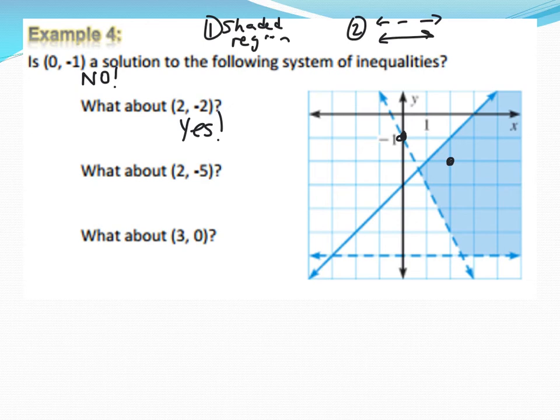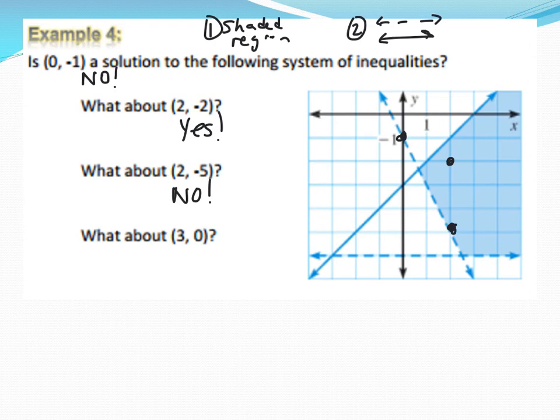Next one, (2, -5), so I'm going to go right 2 again, go down 5, and I'm going to go to right here. So notice this one is not necessarily in the region, but it is on the dashed line. Does this count as a solution? And here's the purpose of the dashed line. Again, this is dashed because we are saying any point that is on this line is not a part of the solution. So this one, our answer is no. If it's not in the region, it must be on a solid line.